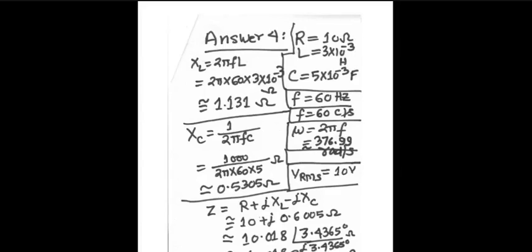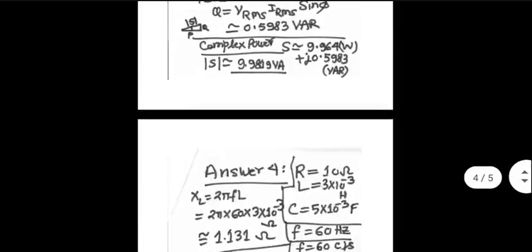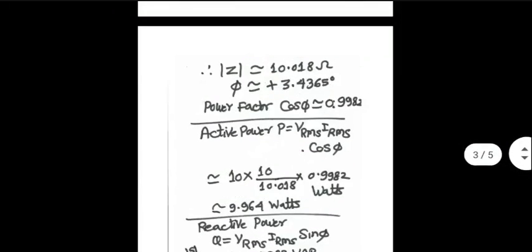XL turns out to be 1.131 ohm at 60 hertz. XC turns out to be 0.5305 ohm. Okay. So Z is R plus jXL minus jXC. It turns out to be 10 plus j times 0.6005 ohm, which in polar form is what I had assumed here. Yeah, fine.